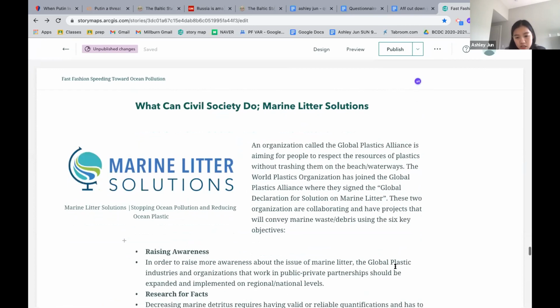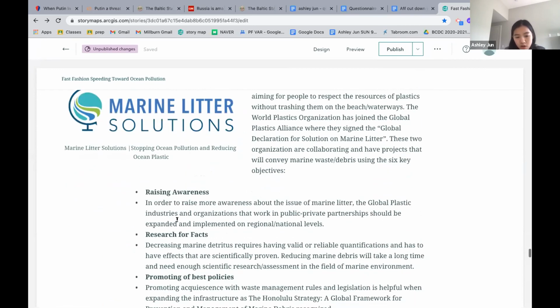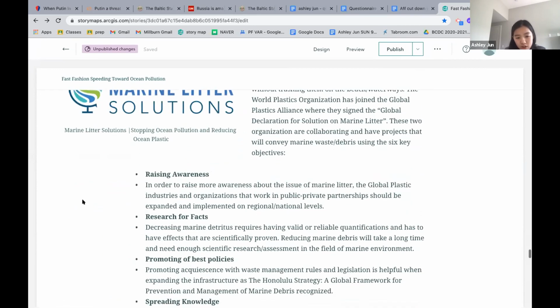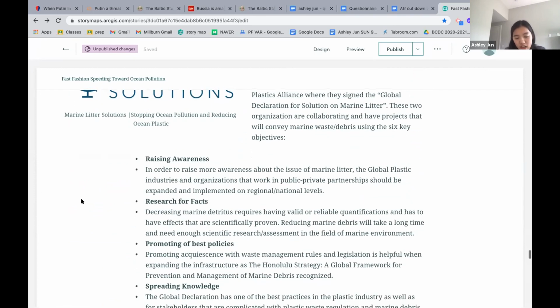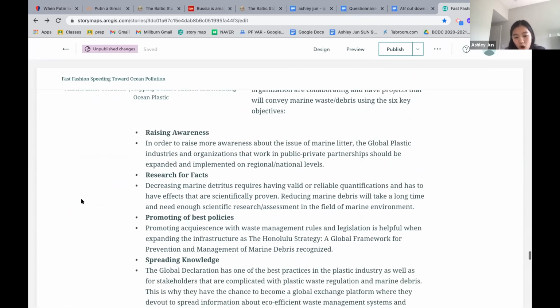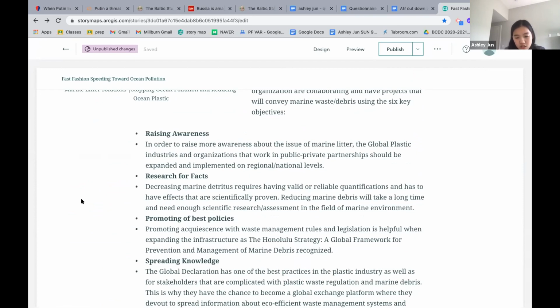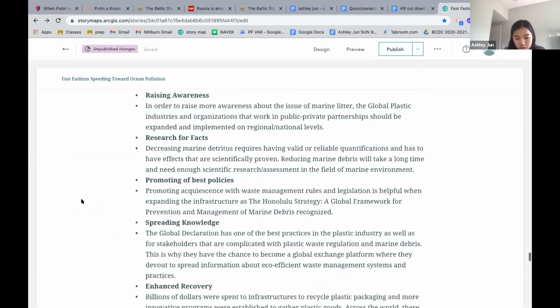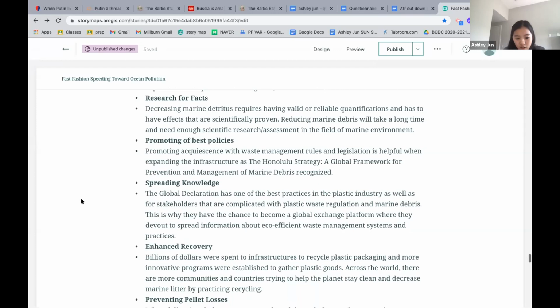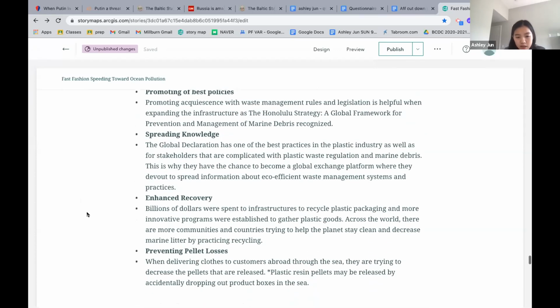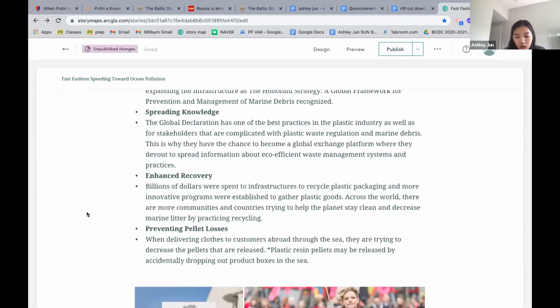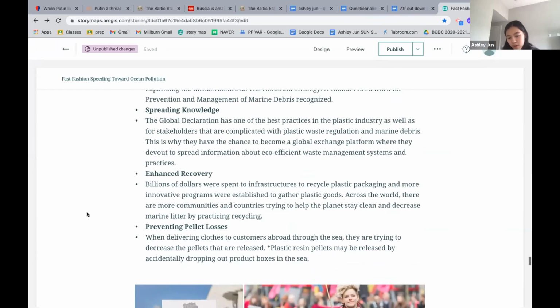And here are some six key objectives that they brought up, which is first, raising awareness; second, researching for facts; third, promoting the best policies, like making great legislation and spreading knowledge to people; and enhance recovery and preventing pellet losses that might be happening from the clothes that are being shipped from abroad over the sea.